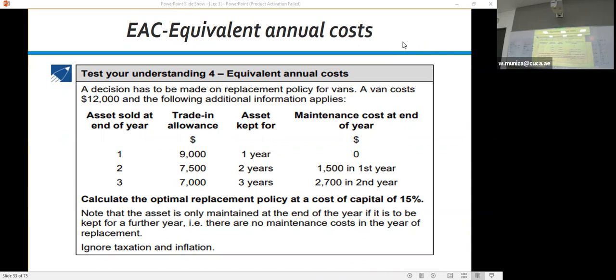What do we do with maintenance cost? It ladders with the first year, second year, right? For the second year there's a maintenance cost. Yes, 1500 in the first year, and it also includes 7,500, right? Yes, that is the trade-in allowance. You are going to take 0, 1, 2. 1500 will be in the first year, and the trade-in allowance is in the second year.